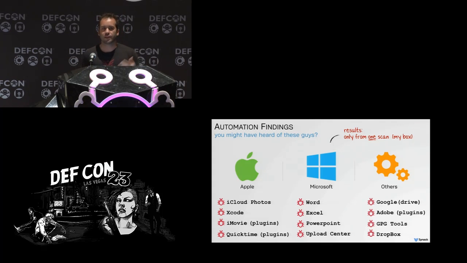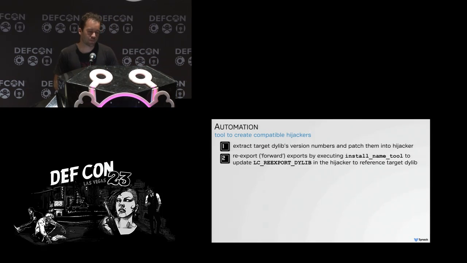Now, I can't list them all, but these are some of the more well-known ones. We can see Apple has a whole list. Third-party applications like Microsoft have a whole bunch. This is a little funny because all their Office products were vulnerable to DLL hijacking on Windows. They're also vulnerable to dylib hijacking on OS X. And then a lot of third-party ones like Google, Adobe, PGP Tools, Dropbox. We can hijack any of these applications.